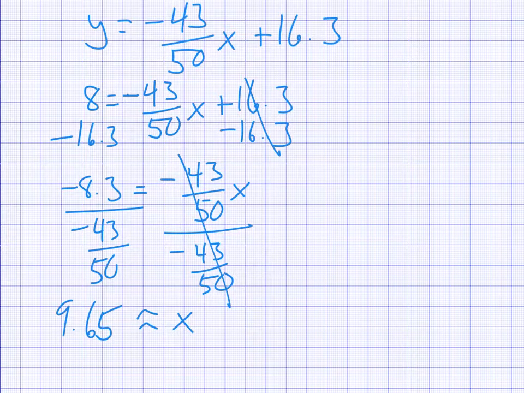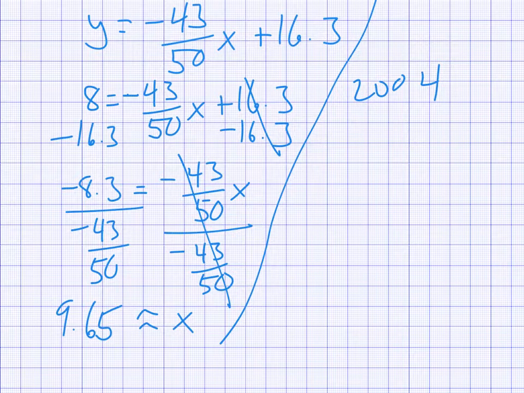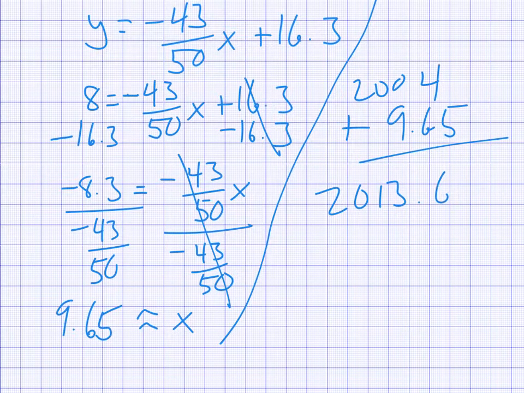Since we didn't use the year 2004, we used it as year 0. x is the number of years after 2004. So if you take this number and add it on to 2004, 2004 plus the 9.65, you get something like 2013.65. Right, so what year will the sales reach 8 million? In the year 2013, a little bit over halfway, right? So 2013 would be our answer here.